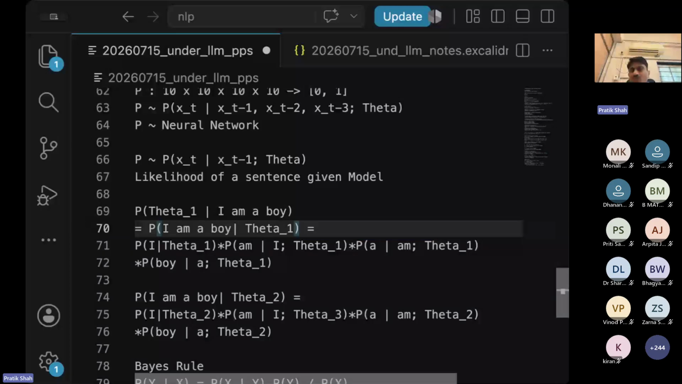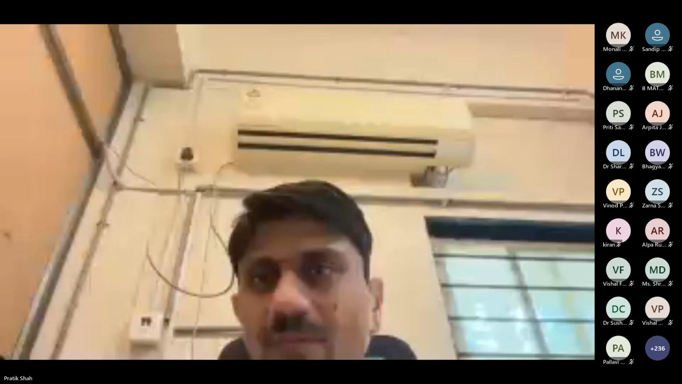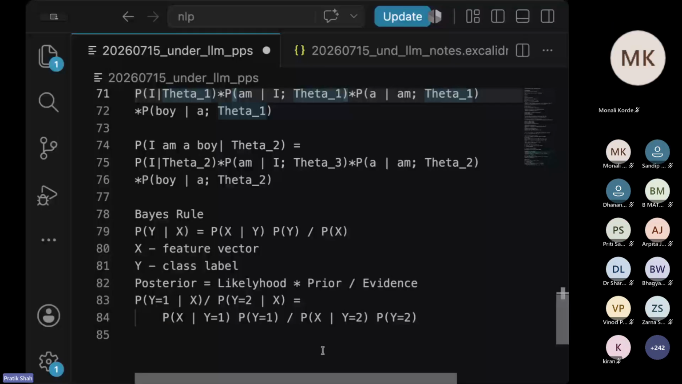And then I compute this using the chain rule, where I know that there is dependency on only the previous alphabet or word, a Markovian assumption. And so I can easily compute this probability given the model theta 1. When I say model theta 1, it essentially means I have a neural network where I supply a particular word, I get a probability. I supply another word, I get a probability, and so on. Good. Any questions up to this point?